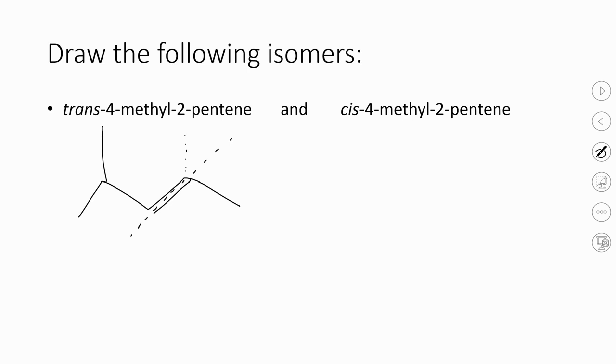So I'm gonna draw the same thing. 1, 2, 3, 4, and then this part can go up. This is the double bond. 1, 2, that's the 2 pentene. 1, 2, 3, 4 methyl pentene. So then if I draw my dash through this double bond, these are on the same side. So that's cis, they're on the same side.